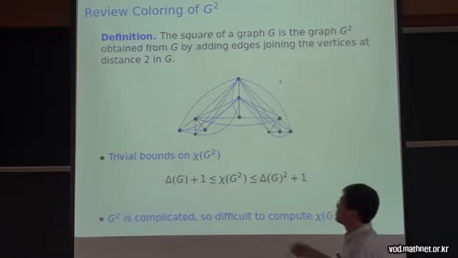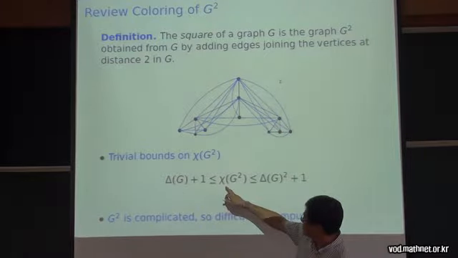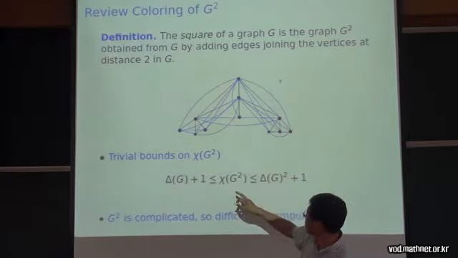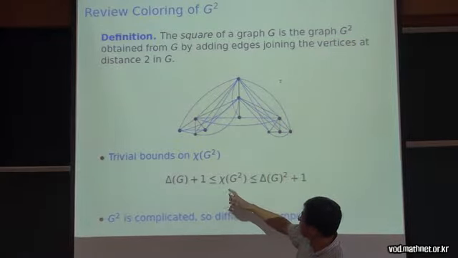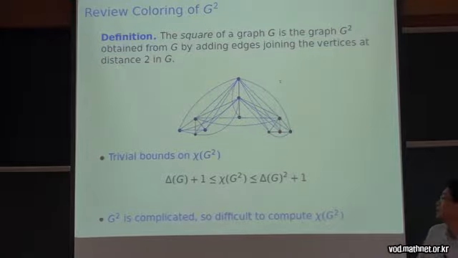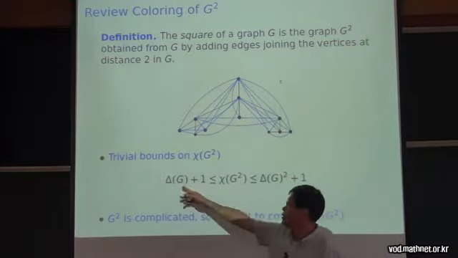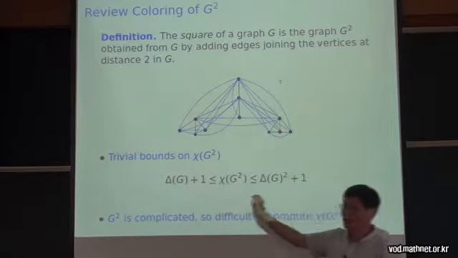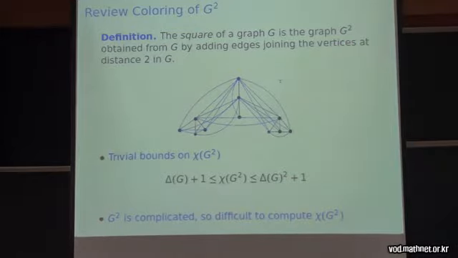But also, okay, let me review the coloring of the square of a graph G. The trivial lower bound is delta plus 1, and the trivial upper bound is delta squared plus 1. And because the structure is a little complicated, it's not easy to compute the chromatic number.